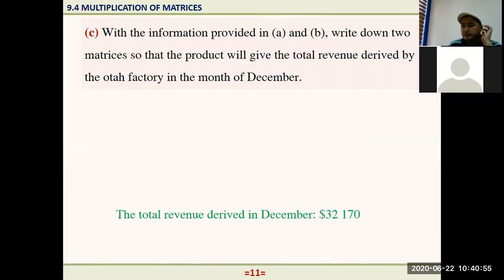So C part, it says that with the information provided in A and B, write down 2 matrices so that the product will give the total revenue derived by the ota factory in the month of December. Okay, write down 2 matrices so that the product will give the total revenue derived by the ota factory in the month of December. How can I do this?